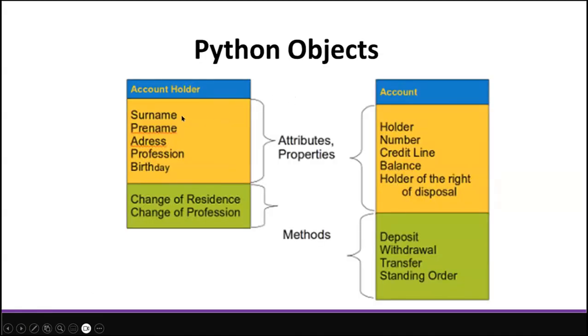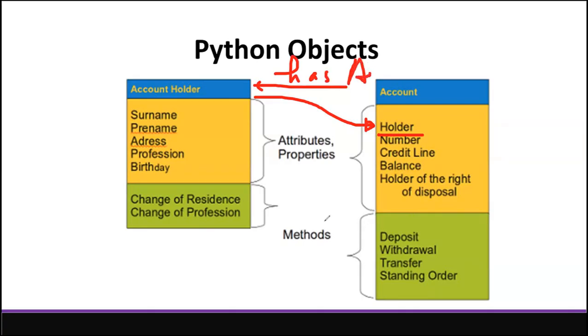Now, Python objects: you have an account holder and an account. The account holder is a person that has a surname, prename, age, profession, and birthday. The account has a holder, so holder is a reference type to the account holder. So one account has one holder, and this is a relationship. These are the concepts of an object.